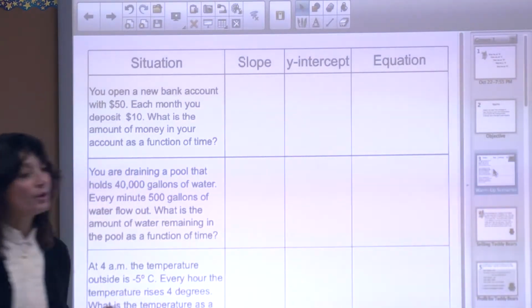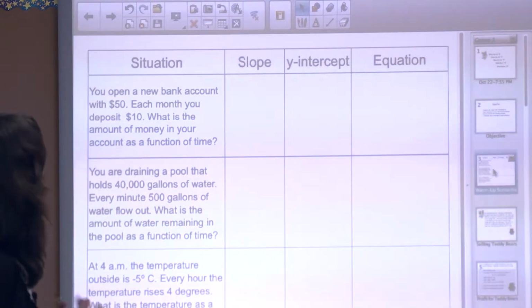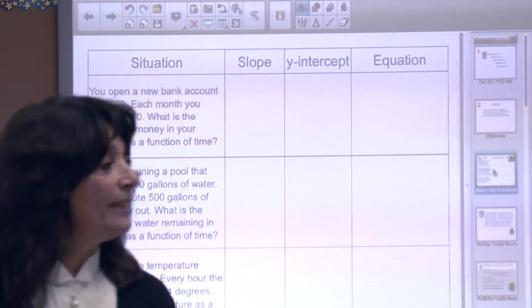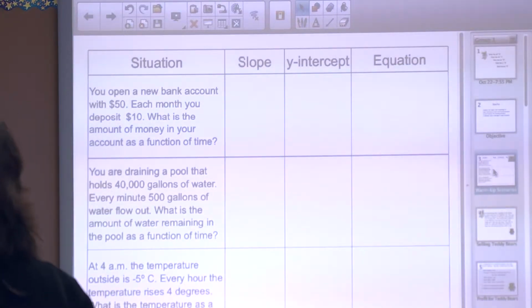Okay, so this is just a warm-up, just to see how we're doing. Here's the situation. We open a new bank account with $50, and each month you deposit $10. What is the amount in your account as a function of time? So the question I'm asking you is, in this scenario, what is the slope? Situation 1, what would the slope be?